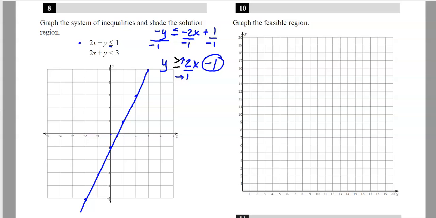So like on this one, if I did (0, 0), I would get 2 times 0 minus 0. And then I ask myself, is that true? Is 0 less than or equal to 1? Well, yes, that is true. So I would shade that side.